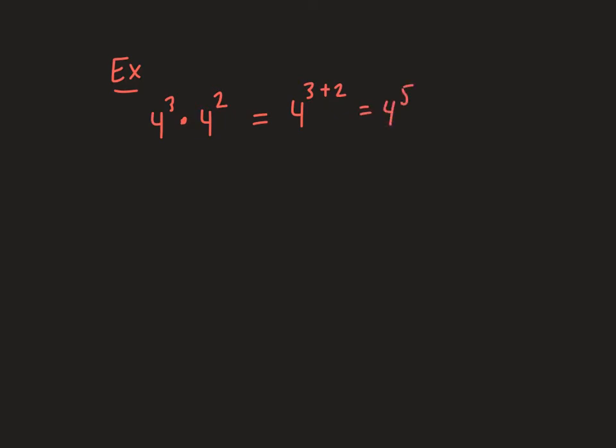The reason that worked is that 4 to the 3rd is 4 times 4 times 4, and 4 to the 2nd was 4 times 4. So when we multiply those three and those two more, it gives us a total of 5 factors of 4. So that's the old example.